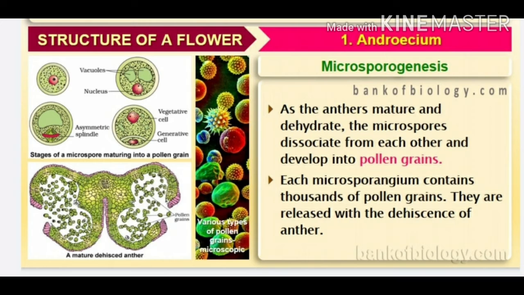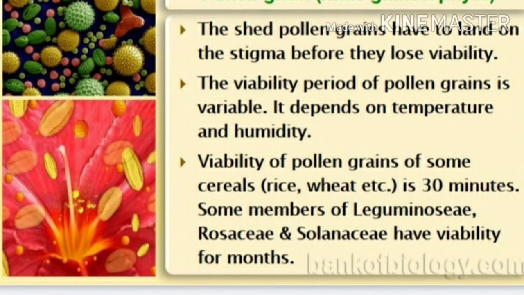Next, we will see about pollen viability. Pollen viability is the period for which the pollen grains can remain functional, and it depends upon the prevailing temperature, humidity, etc. In some cereals like rice and wheat, the pollen grains can remain viable for around 30 minutes. But in many such cases, self-pollination occurs. In some members of families like Rosaceae and Leguminosae, pollen grains have a viability of several months. So pollen viability depends on temperature as well as humidity.